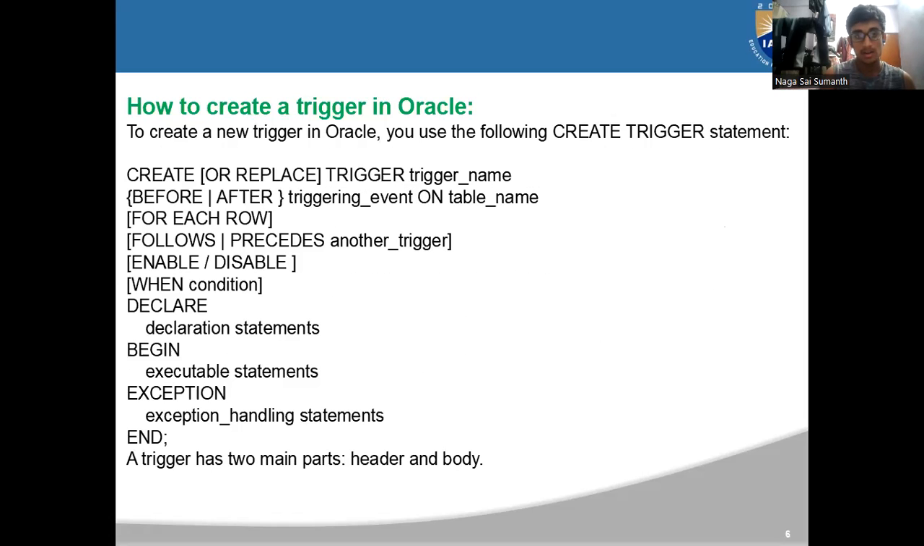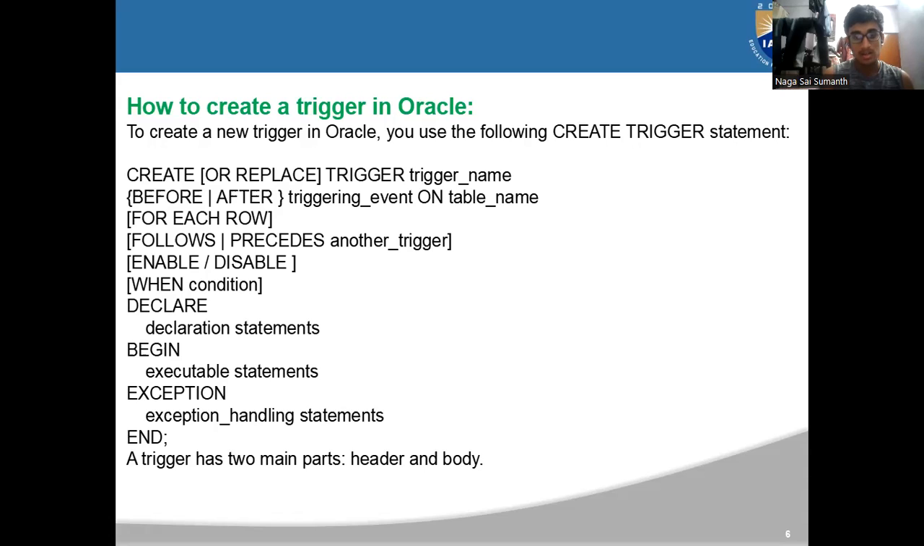So how to create a trigger in Oracle? To create a new trigger in Oracle, you use the following CREATE TRIGGER statement. We have first of all the CREATE statement, or REPLACE, having the trigger, followed by the trigger name, and again BEFORE or AFTER the trigger event, followed by ON and the table name, which is anything based upon specification requirements. The table name is based upon interest, and after that FOR EACH ROW, then FOLLOWS or PRECEDES another trigger, and after that followed by ENABLE or DISABLE. After that, the WHEN condition, which is mainly used for defining specific conditions based upon the requirements. Then DECLARE, BEGIN, EXCEPTION.